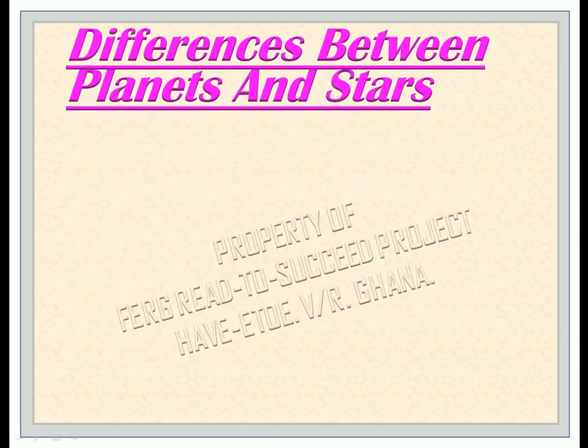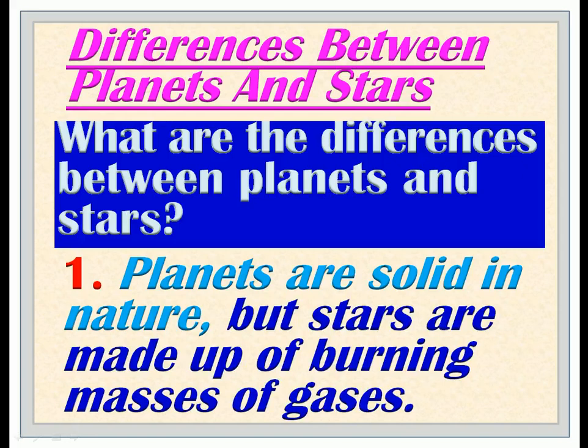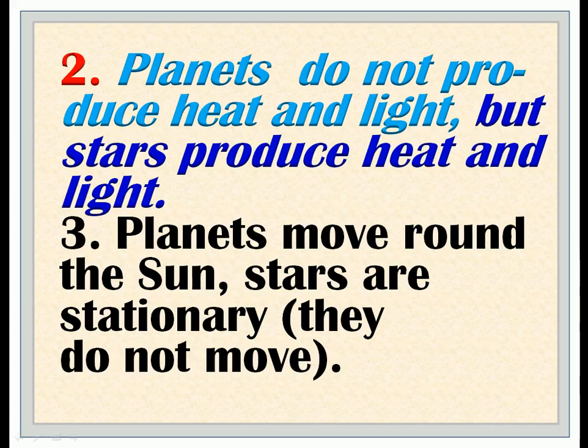Differences between planets and stars. What are the differences between planets and stars? 1. Planets are solid in nature, but stars are made up of burning masses of gases. 2. Planets do not produce heat and light, but stars produce heat and light.